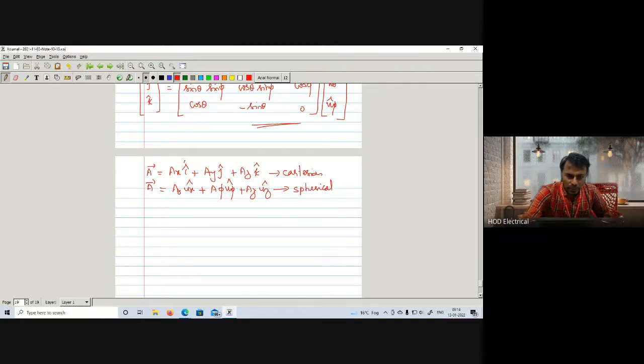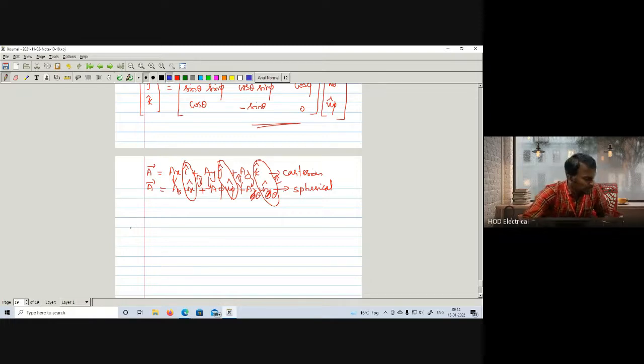Now we have come to know how to convert i to u r, j to u phi, and all these unit vectors between the two systems, in both directions. Now we should understand how we will convert Ax to Ar, Ay to A phi, and Az to A theta in the u theta. The other things we have already learned from the previous matrix.